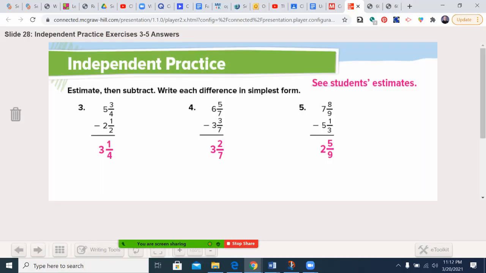This simplified to 2/4, so 3 1/4. 3 2/7. This one becomes 3/9. So 2 5/9. At this point, as long as you start off with simplified or with a common denominator, then you subtract the fraction just like we did earlier, and then you subtract the whole numbers that go before it.